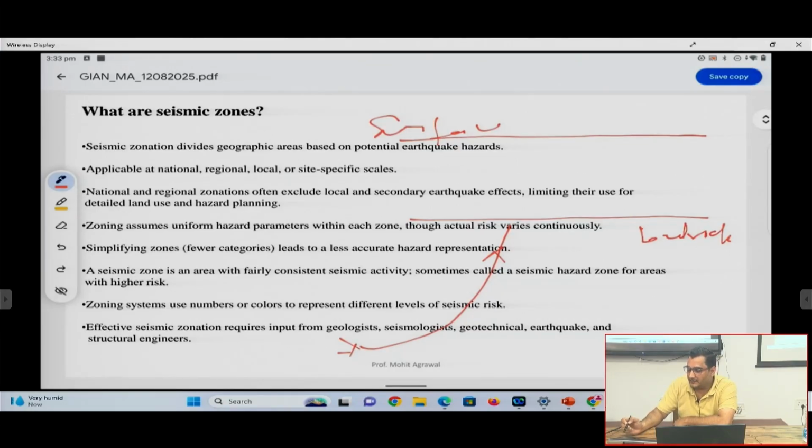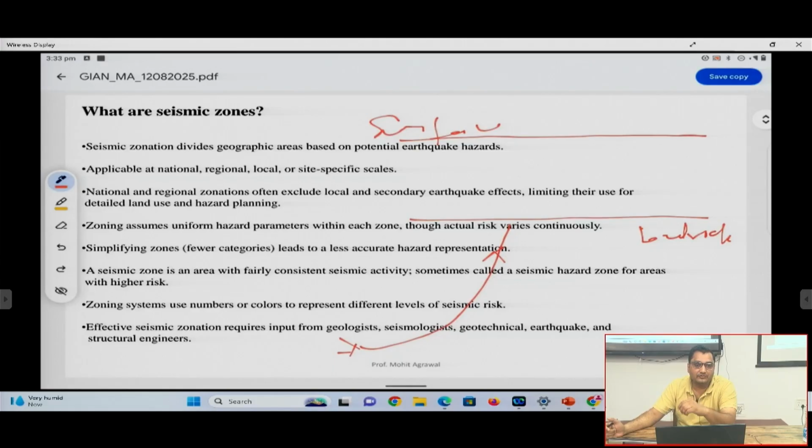And thereafter, if you want to find out what is the resulting motion from the bedrock to the surface, how much energy is going to transfer from the bedrock to the surface, then you would like to do more kind of operations. So in seismic zonation, or to be very specific, in seismic microzonation, you follow certain steps.